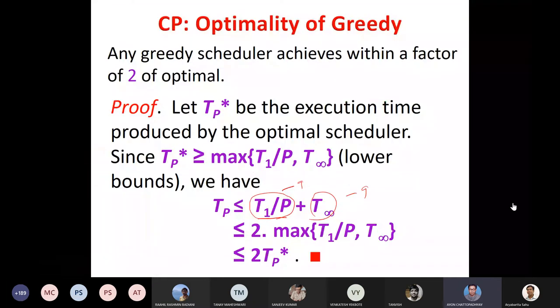So let me share the screen. Whether this can be a possibility or not: T1 by P is equal to 9 and T infinite is 9. Is that possible? In the earlier case it was 18 by 3. Suppose 27 by 3, so 27 tasks and critical path is also 9. Instead of 18 tasks, you make it 27 tasks. So T1 by P can be 9. Is this fine?